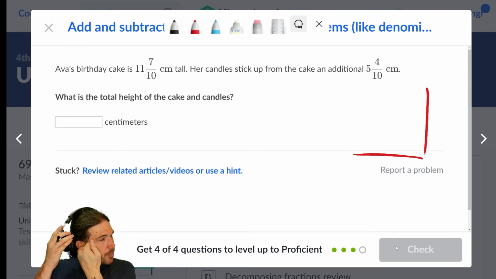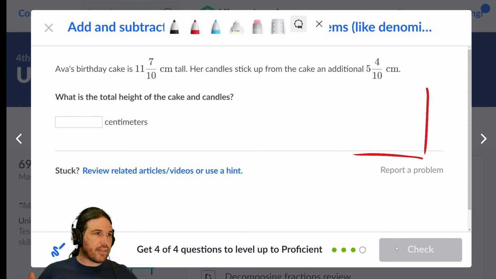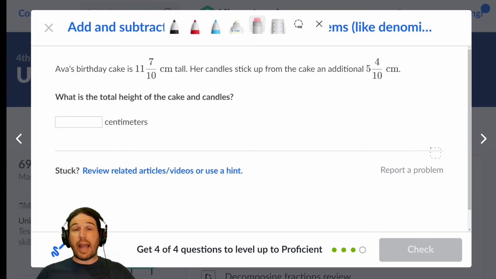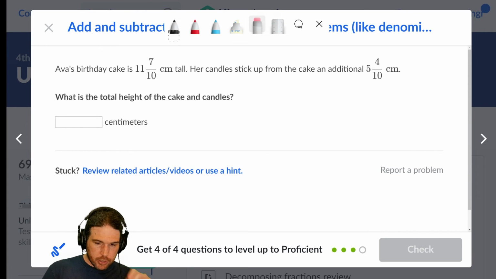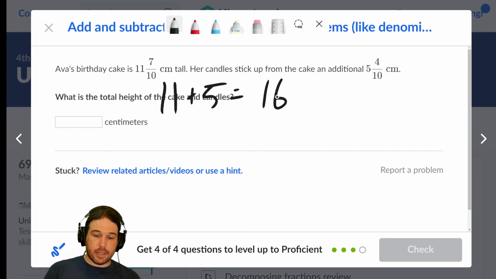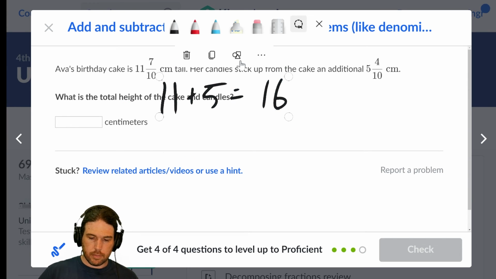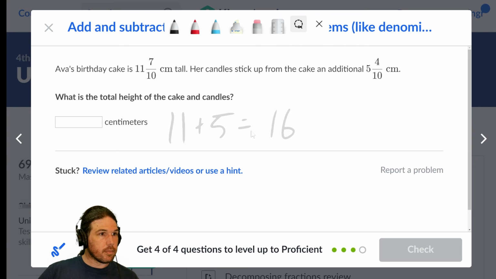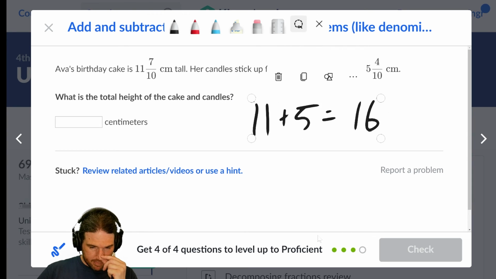Okay, Ava's birthday cake is 11 7/10 centimeters tall. Her candles stick up from the cake an additional 5 4/10 centimeters. So we want to know what the total height is. When we're looking for the total height, we are looking for a sum. We are adding them together. So 11 plus 5 is 16. So far, so good, I hope. Should probably move that a little bit lower. There we go.